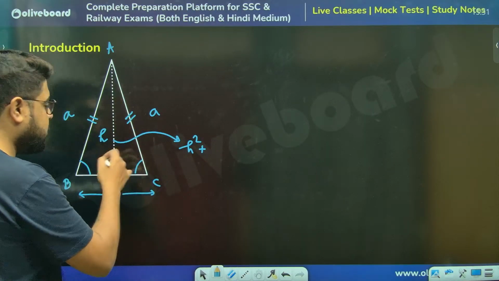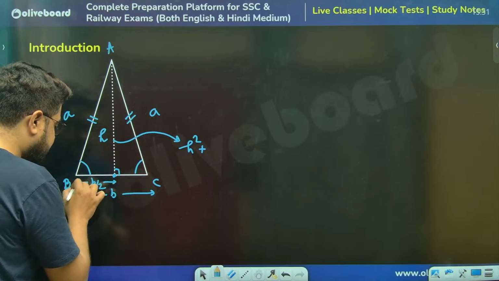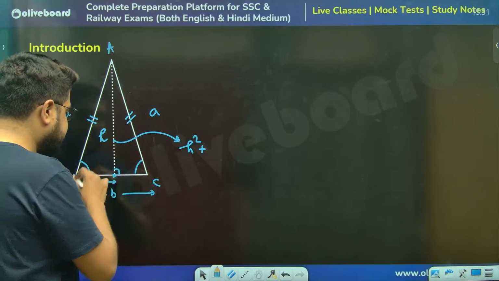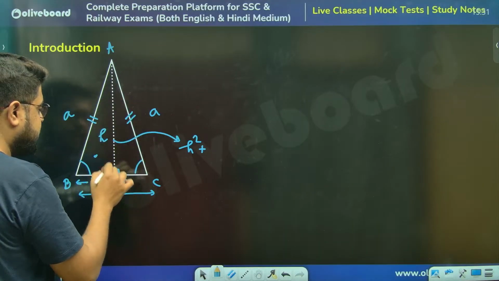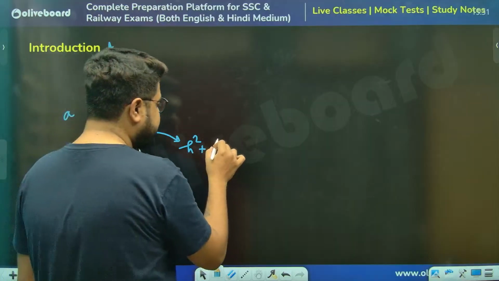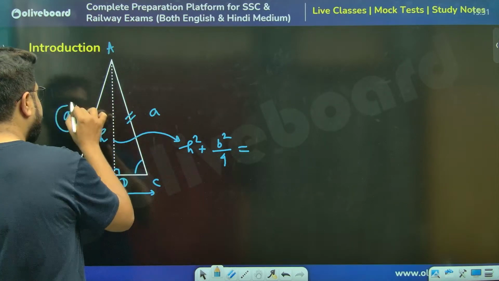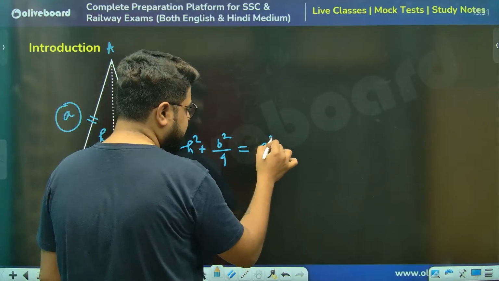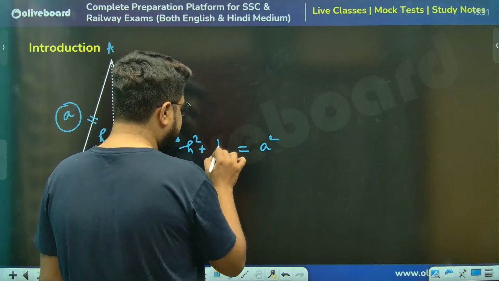So this will become B by 2. Half here, half here. If I take the left hand side triangle and name it ABD, then B by 2 whole square, that is B square by 4, is equal to hypotenuse square, that is A square. Let us write it normally: B by 2 whole square.